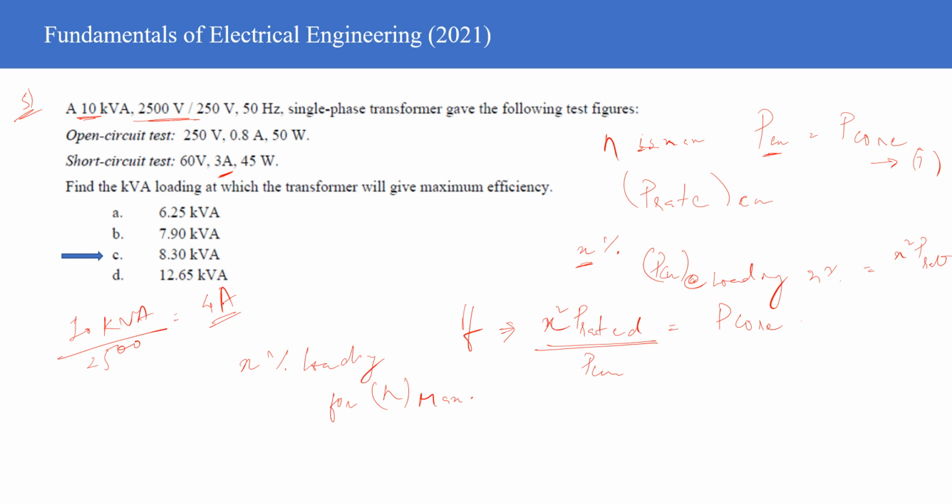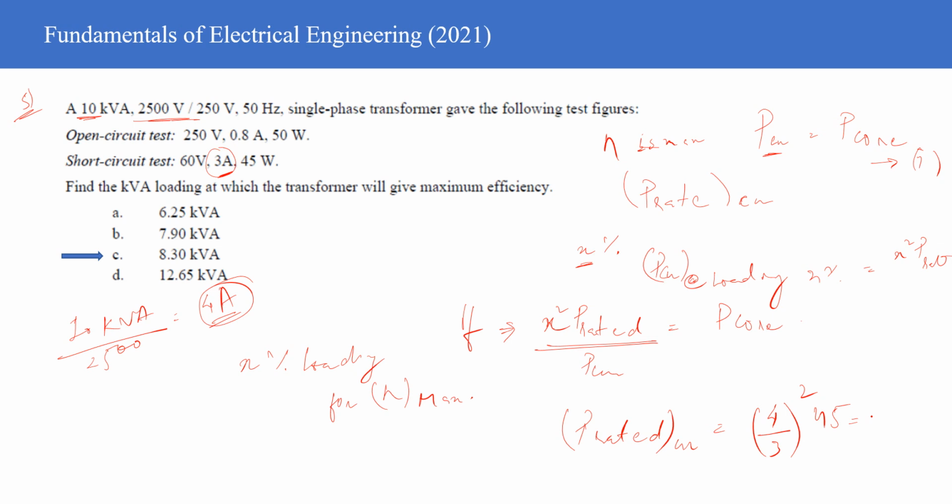So what is the rated copper loss? The rated copper loss, P rated copper loss, is going to be 4 divided by 3 whole square into 45 watt. Now why is this the case? Why is it whole square? Because I know that the copper losses are I square R, right? So if the current was actually 4 ampere instead of 3 ampere, then the copper loss would be 4 by 3 times the whole square of 45, right? So that's what I've written, and this will be equal to some value.